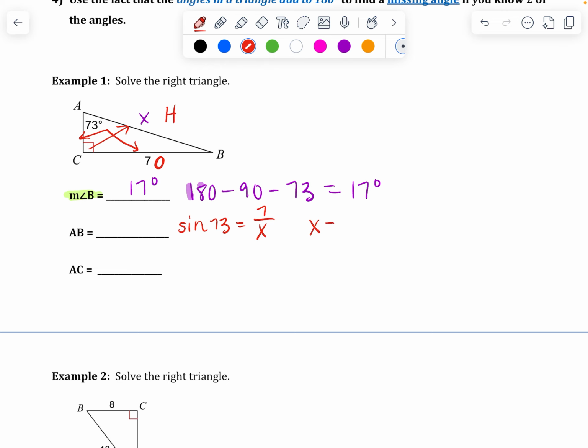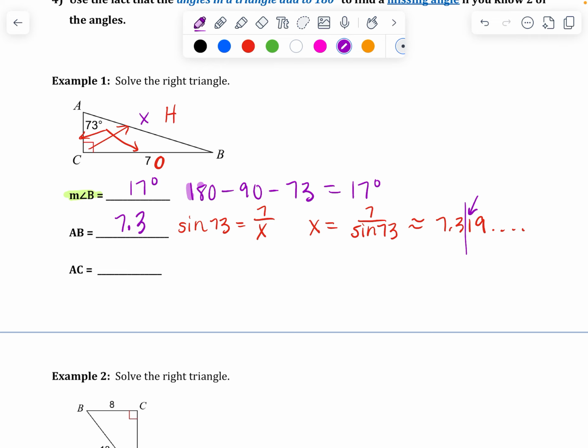The variable's in the denominator, which means it becomes a division problem. So I have 7 divided by sine of 73. And if I put that in my calculator, I get a bunch of decimals. So I'm going to write a couple of them. And I'm always rounding to the nearest tenth anytime I'm dealing with sides. So I would cut that off at the tenths place, always looking to the number next to it to see if I should keep it 7.3 or make it 7.4. Since there's a 1 next to the 3, I'm going to keep it 7.3.